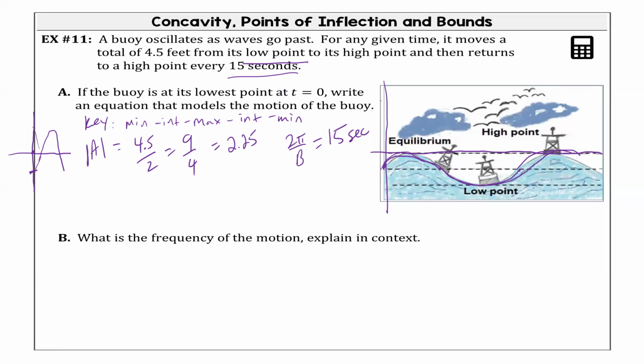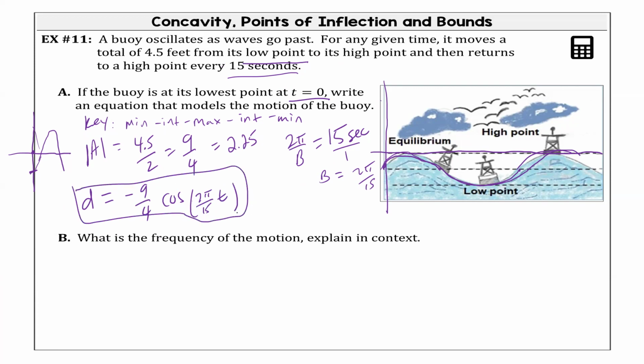We're doing it in terms of distance and time. So we know we were involved with T, so that means our independent variable has to be T. So we have D equals, and like we said in the beginning, it's a negative cosine. So negative 9/4 cosine. And then based on this, our B would equal 2 pi over 15. So cosine of 2 pi over 15 T would be our equation.